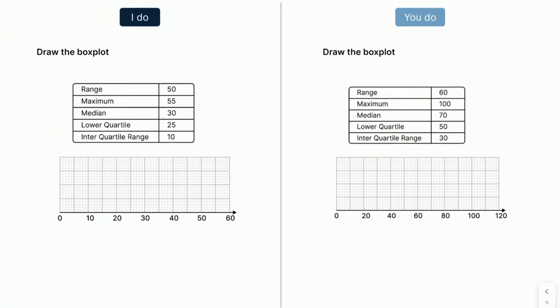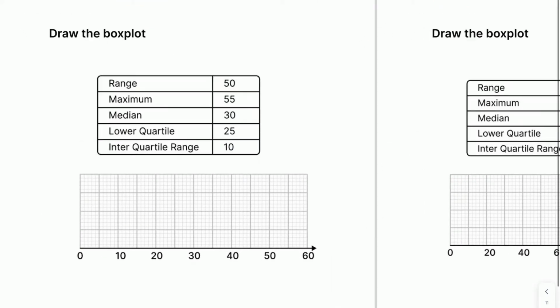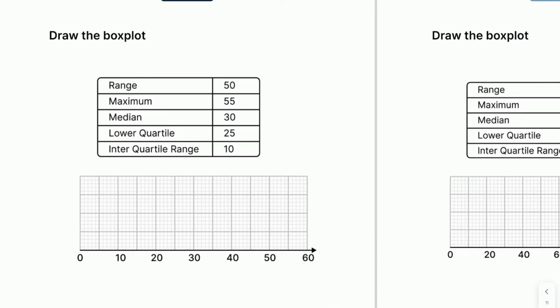So now this one's a little bit different, although it might look the same. Notice you haven't been given the minimum here, but you've been given the maximum. So let's just start off with what we can. Let's start off by looking at the maximum. So the maximum is at 55. Let's start off with what we can plot. So that's that done. The median is at 30. That's that done. The lower quartile is at 25. And that is that done.